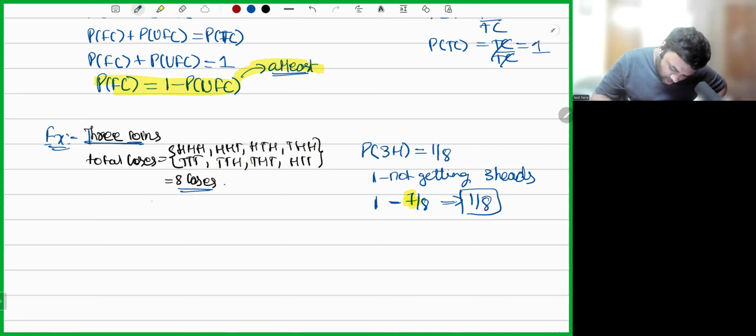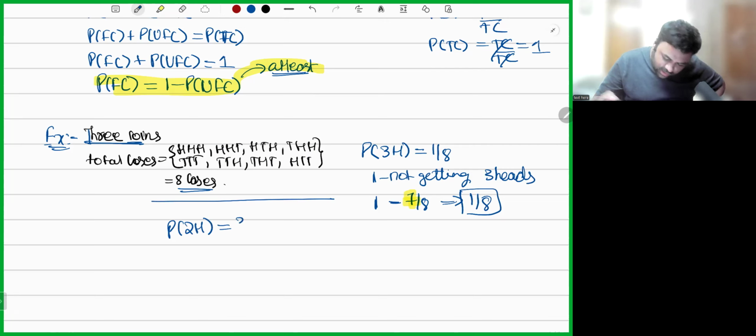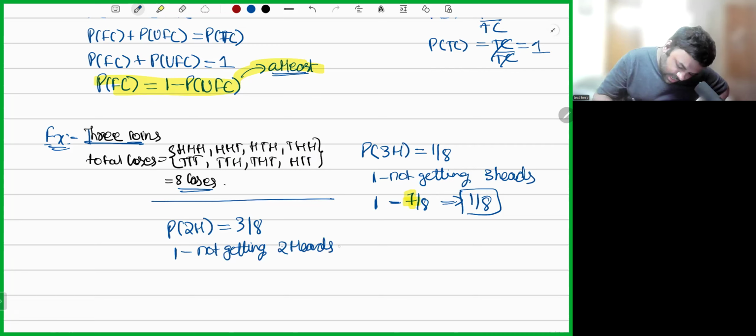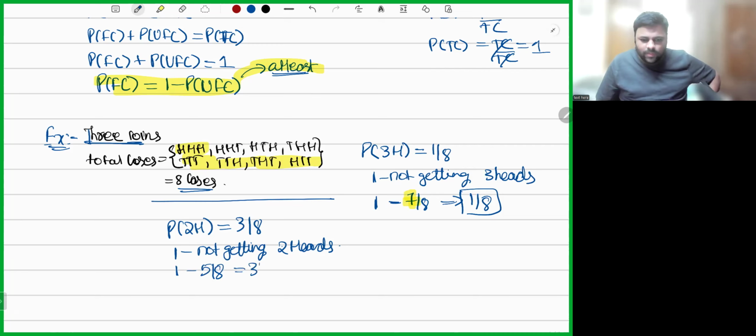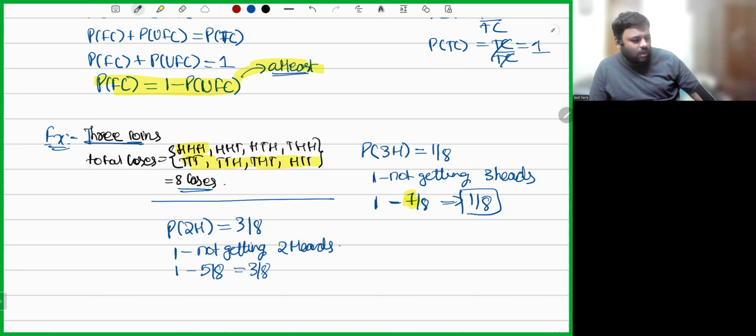Next, probability of 2 heads. What is the probability of 2 heads? 3 by 8. Instead of doing like this, can I say 1 minus not getting 2 heads? These are the cases where you are not getting 2 heads. Either you are getting 1 head or 3 heads. 1 minus 5 by 8, which is again equal to 3 by 8.